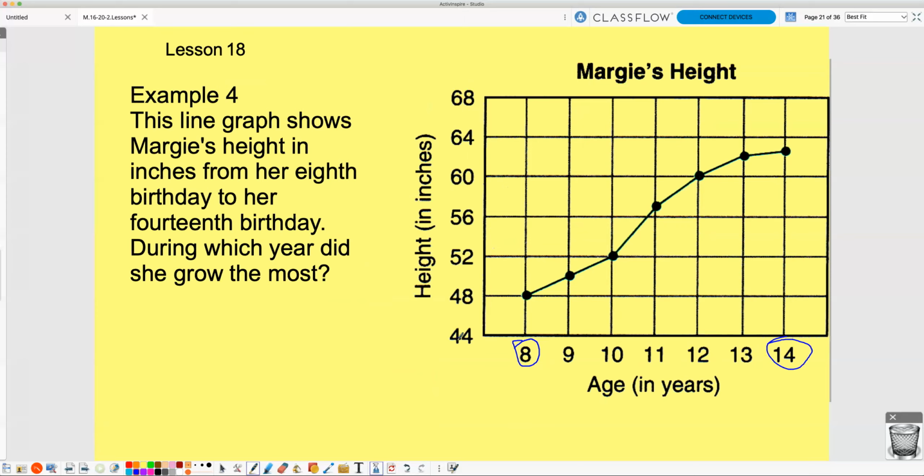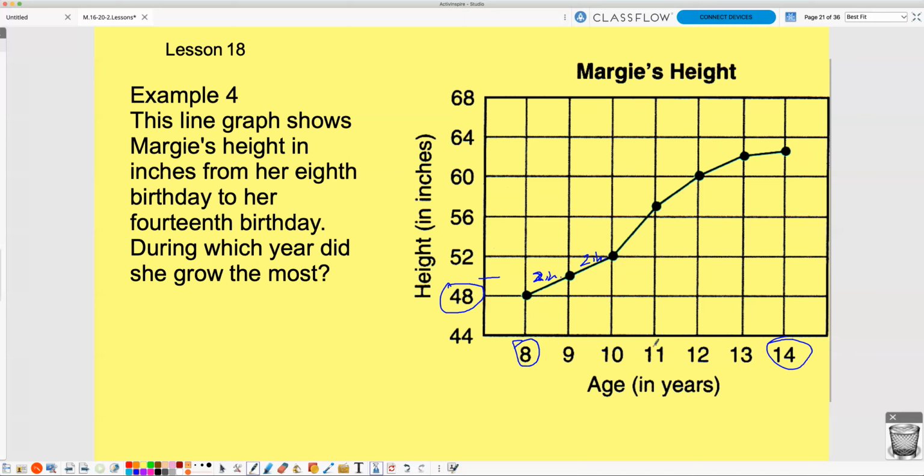Well, here's how tall she was when she was 8. She was 48 inches tall when she was 8 years old. And then she went up to approximately 50 inches when she was 9. So this is about 2 inches right here. That's a 2-inch increase. From here to here, looks like it's another 2-inch increase because it's from 50 to 52.